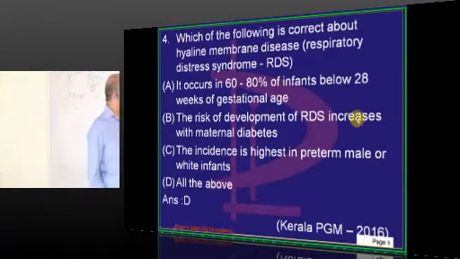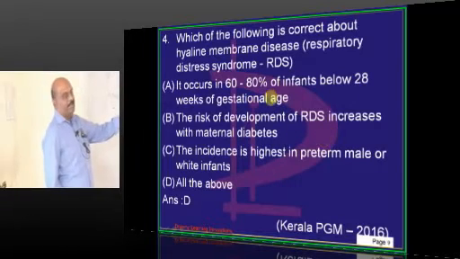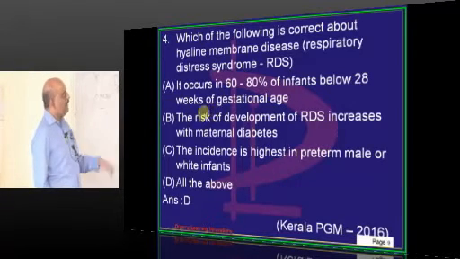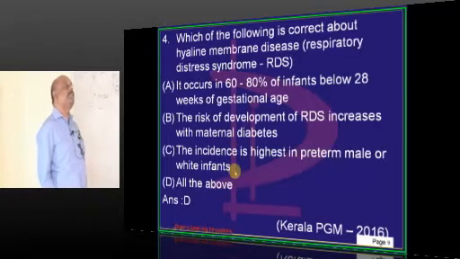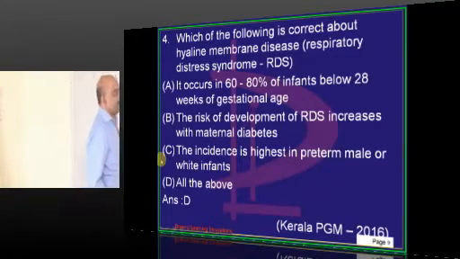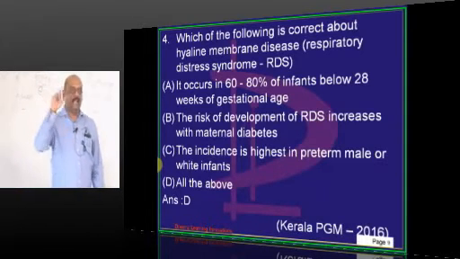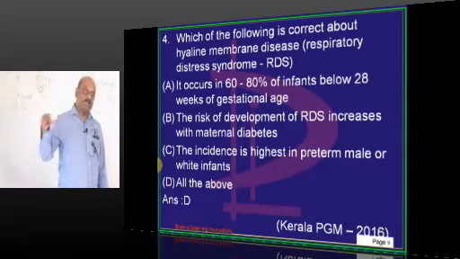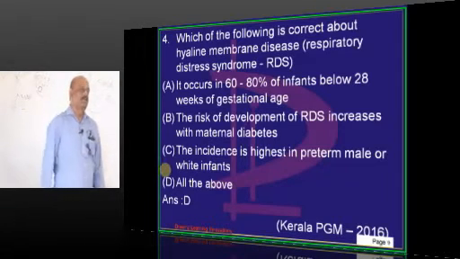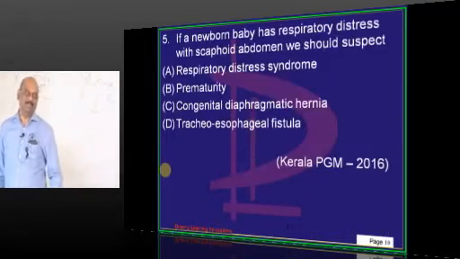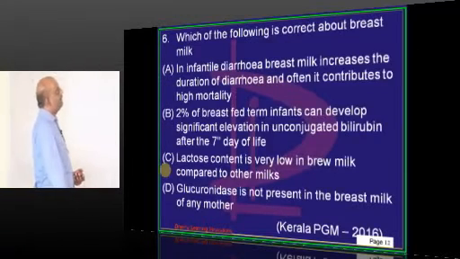Then, hyaline membrane disease may, all of the above. That is, 60 to 80% of infants below 28 weeks of gestation, and RDS increases when the mother is having diabetes. Why will maternal diabetes lead to fetal RDS? Tell me, quickly. Maternal diabetes will lead to fetal hyperglycemia. Fetal hyperglycemia stimulates fetal hyperinsulinemia. Insulin is an inhibitor of surfactant production. In a newborn, a scaphoid abdomen means congenital diaphragmatic hernia.